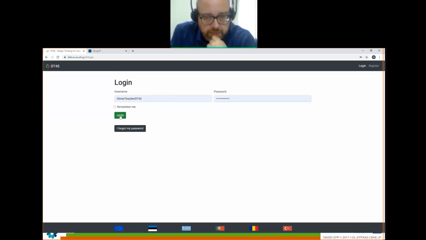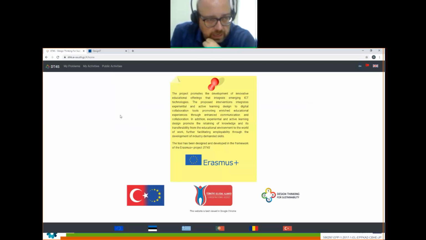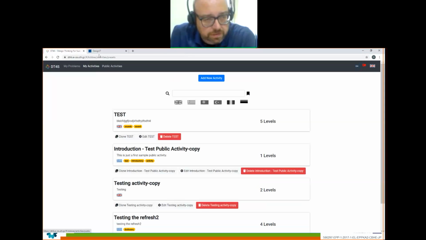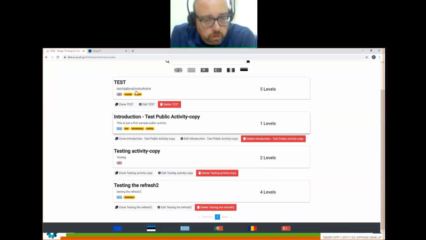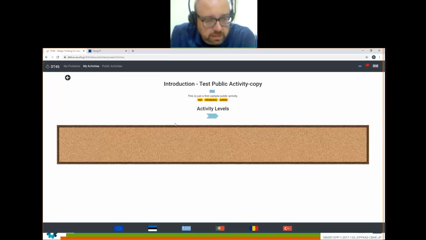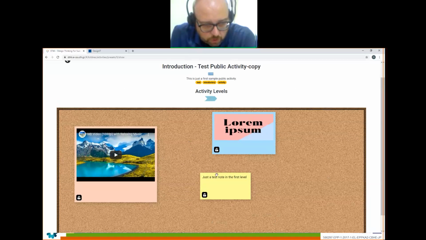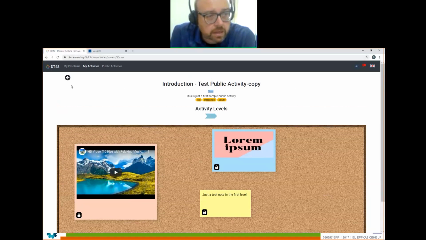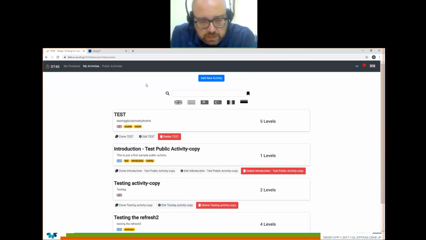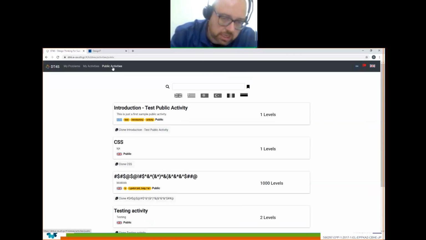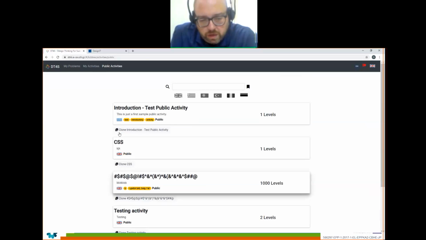DT4S also is implementing our design thinking platform, but targeted more towards high school students. And this time we have defined what we call activities. So activities are what you just saw before with the post-it board and videos and photos, etc., and as many levels as you actually need. But the novelty here is that those activities can also be public, so you can share them with other teachers. So there is a whole repository.